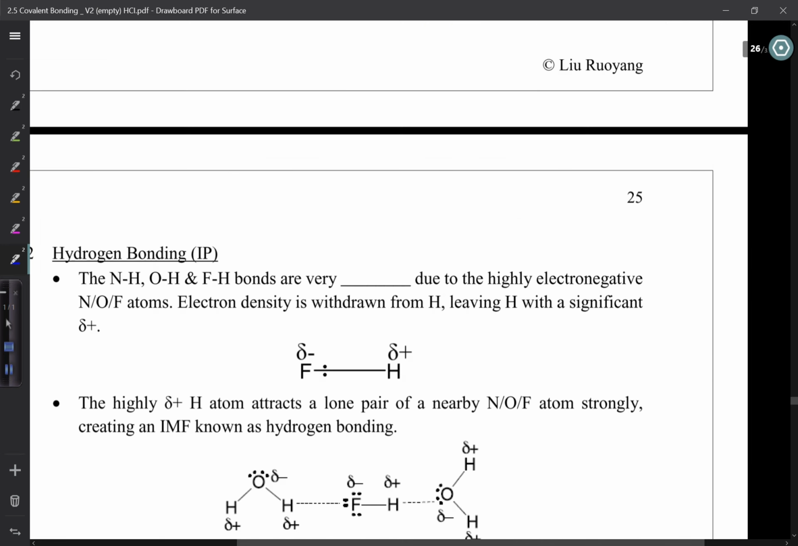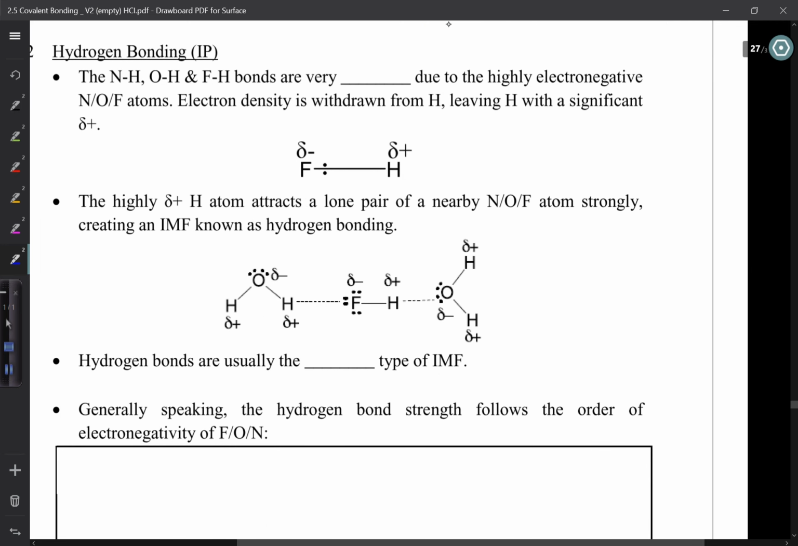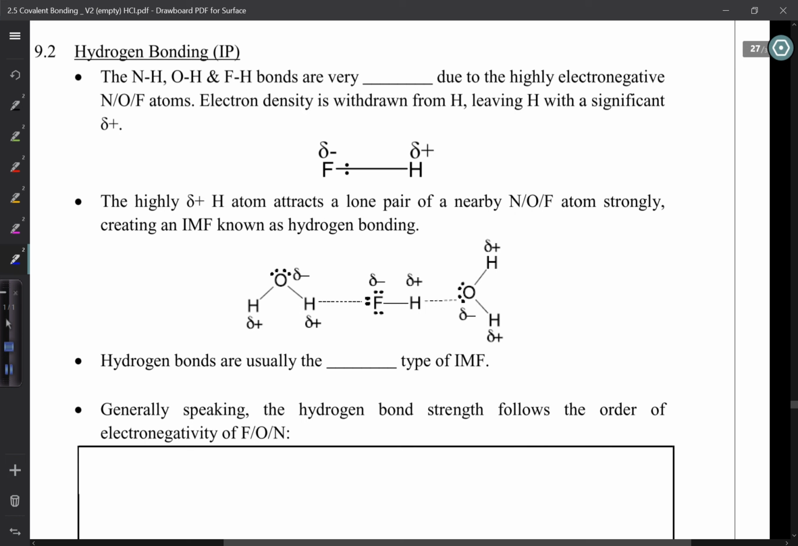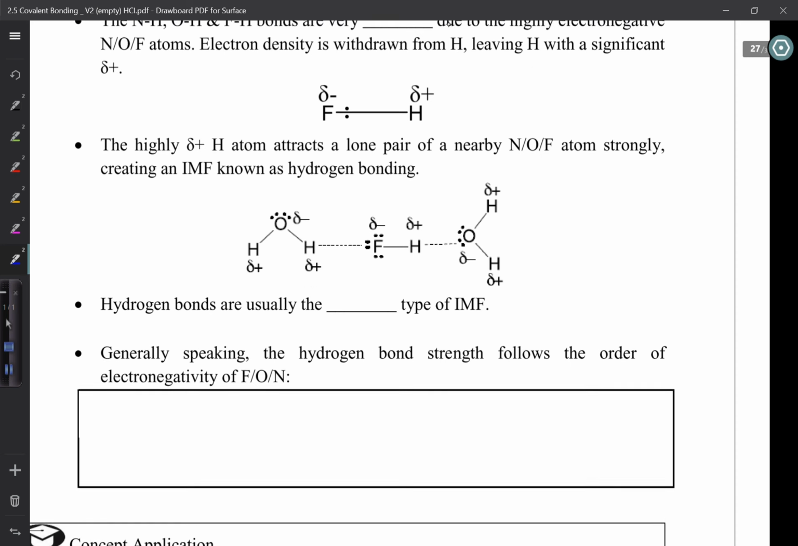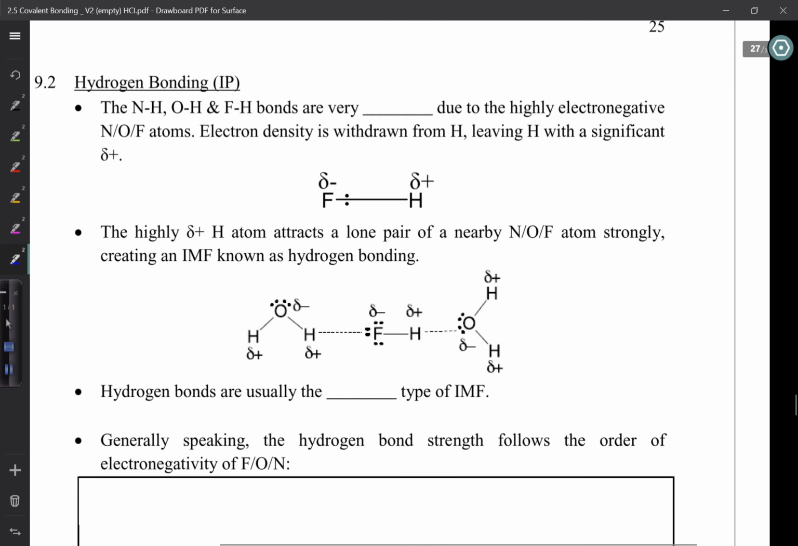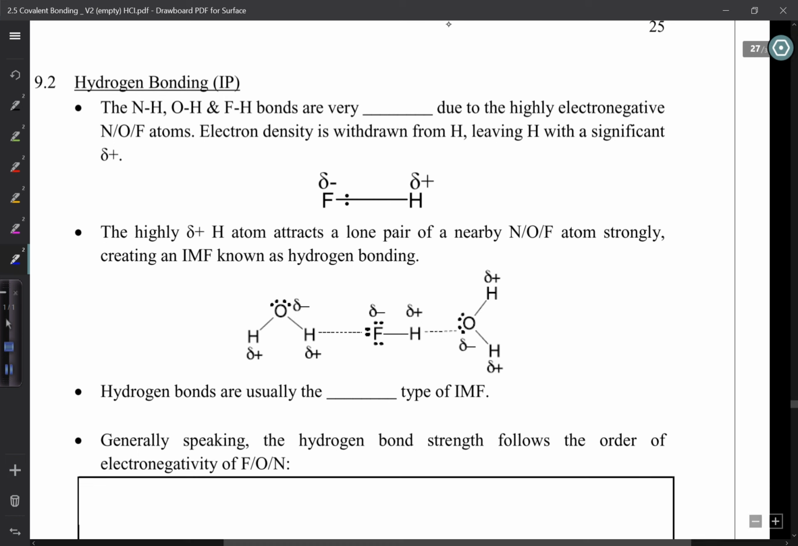Alright. So the next kind is known as hydrogen bonding. Have all of you learned hydrogen bonding? Yes, right? This is the one thing I actually remember. So how does hydrogen bonding arise? When there's hydrogen. Alright. So the N-H, O-H and F-H bonds are very polar. Can you still remember the meaning of polar?